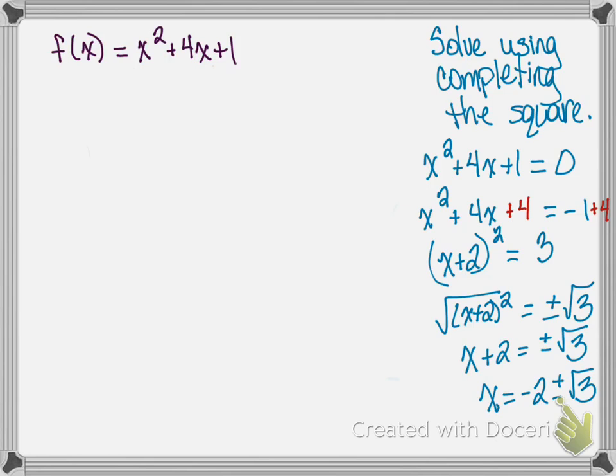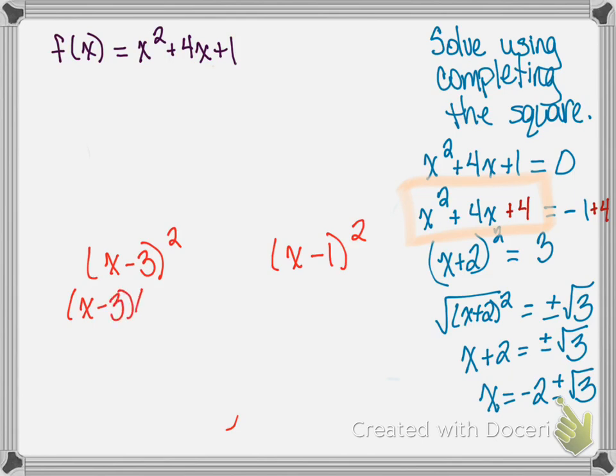Now, what I want to do with this is not solve it. What I want to do is get this into the vertex standard formula. And we do that by creating perfect square trinomials. This right here is a perfect square trinomial. Now, what I want you to do is FOIL for me x minus 3 squared, and FOIL for me x minus 1 squared. First, outer, inner, last. X minus 3 times x minus 3. You're FOILing both of those.